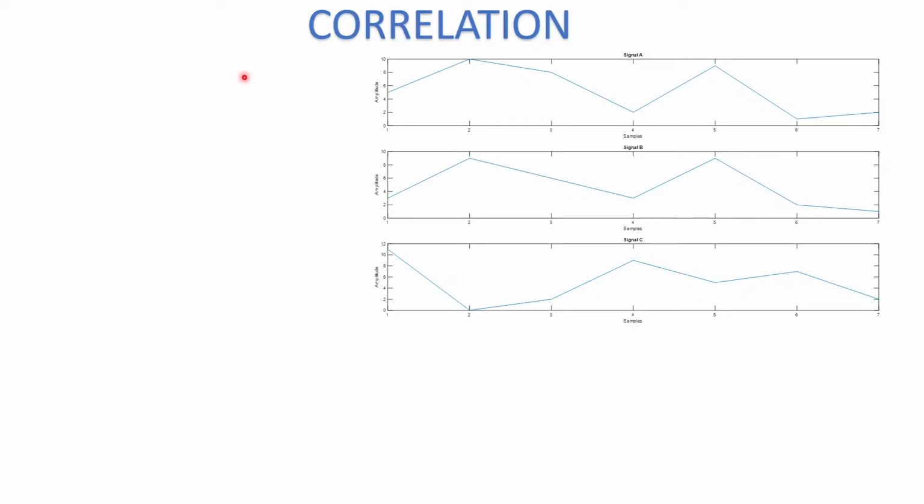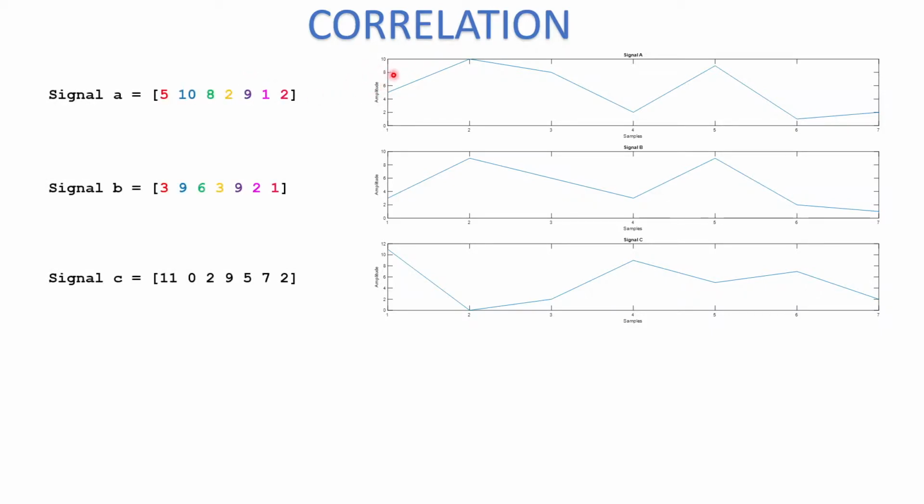As we know, correlation is a measure of similarity of two signals, and the larger the value of the correlation, the more similar the two signals are. So for instance, I have generated three signals, A, B, and C, and we can visually tell that A and B are quite similar to each other. But signal C not so much, it's not similar to any of these.